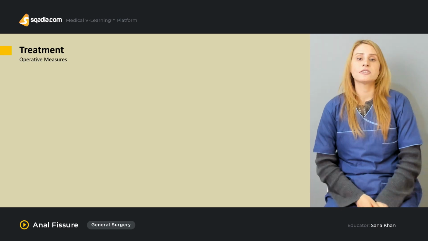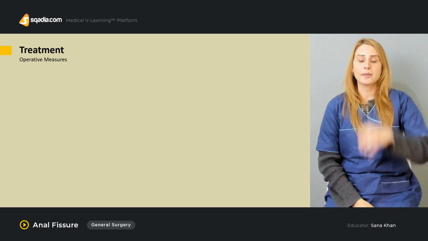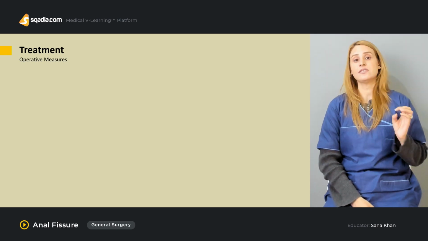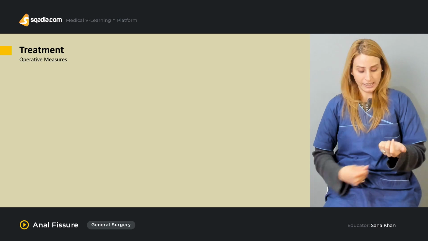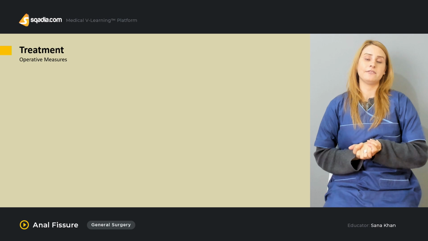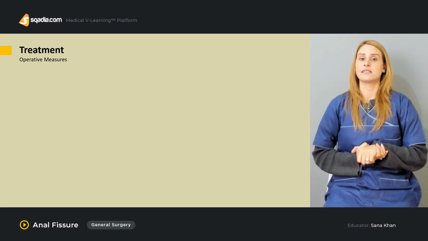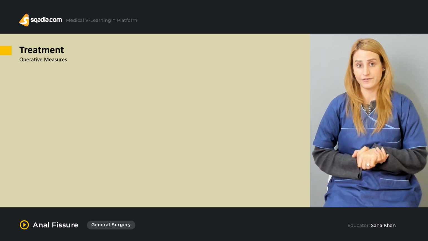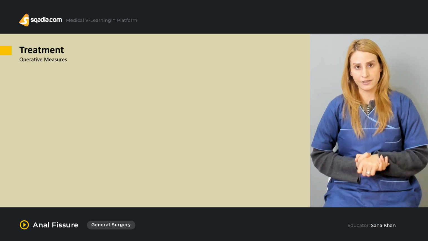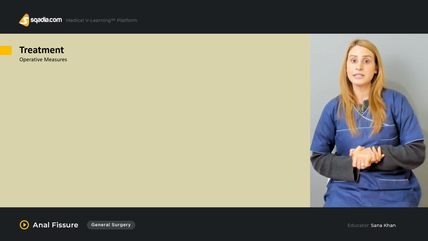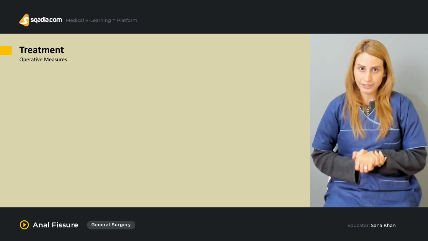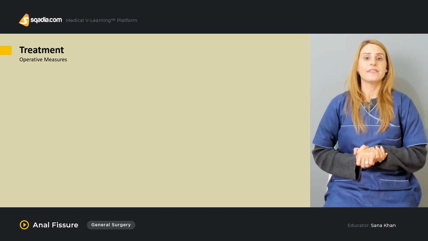Now we have some other operative measures as well. The operative measures are basically used in conditions which are persistent. If you have given conservative treatment of anal fissure for 6 weeks and it's not resolving, or if painful defecation is persisting and the sphincter tone is tight, then you have to go for operative measures.